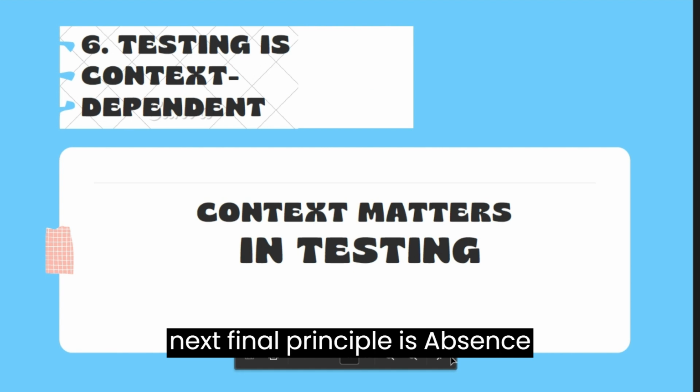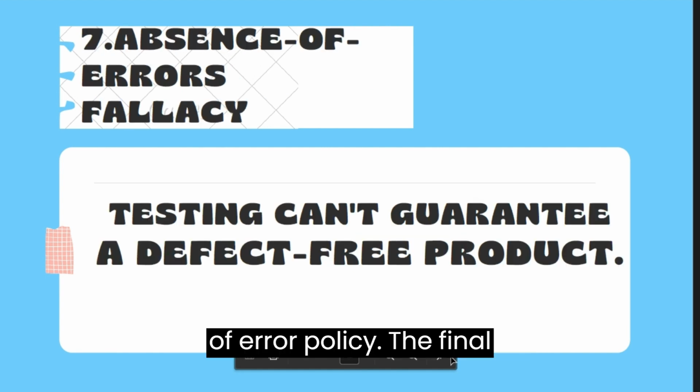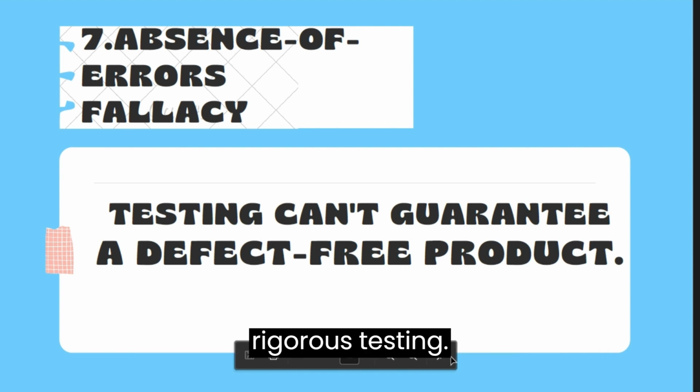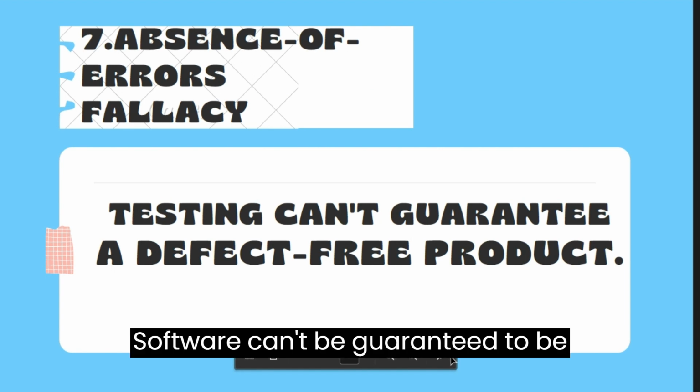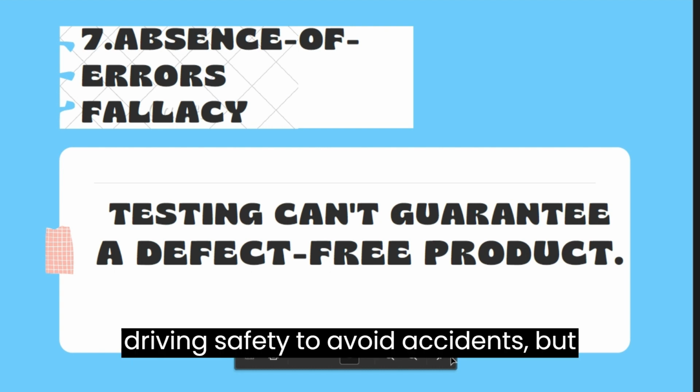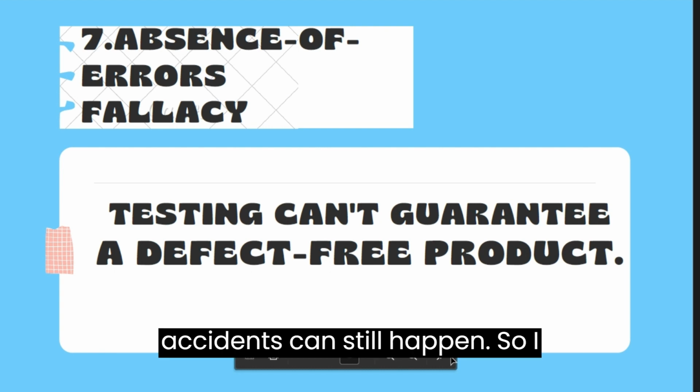So the next and final principle is absence of error fallacy. The final principle reminds us that even with rigorous testing, software can't be guaranteed to be entirely error free. It's like driving safely to avoid accidents, but accidents can still happen.